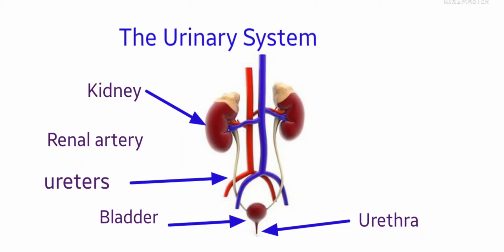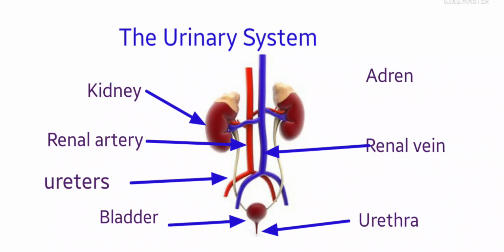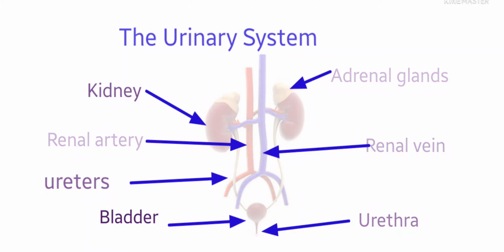Renal artery branches off from the aorta and brings oxygenated blood to the kidneys. Renal vein takes away deoxygenated blood from the kidneys. Adrenal glands are found above each kidney. Bladder is a stretchable bag that expands in volume when it is filled with urine.